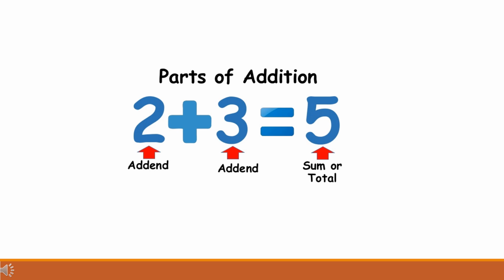The numbers which we add up are called addends. Here is the example: 2 plus 3. So we are adding 2 and 3. These are called addends. And 5 is the sum or total or the addition of the addends.